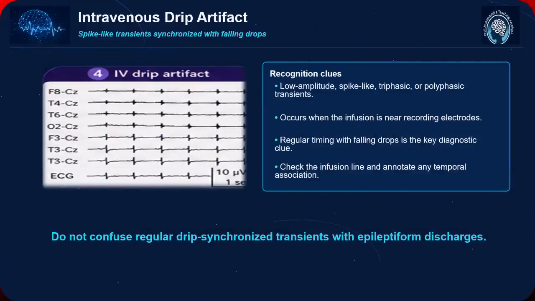Intravenous drip artifact is a classic example of why direct observation during EEG recording matters. Falling droplets in an infusion line can create a moving electrical field, producing low-amplitude spike-like triphasic or polyphasic transients. These may become especially noticeable when the background EEG is low in amplitude. The essential clue is timing. If the transient occurs regularly with falling drip drops, it should not be overcalled as epileptiform activity. The technologist should check the infusion line and annotate the temporal association clearly in the EEG record. Next slide, please.